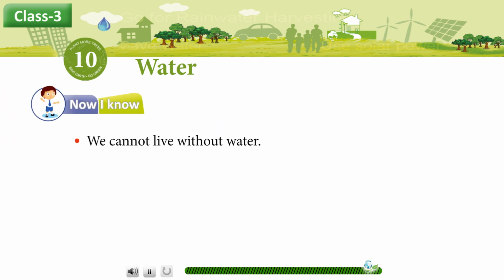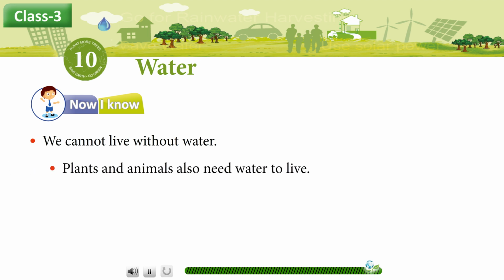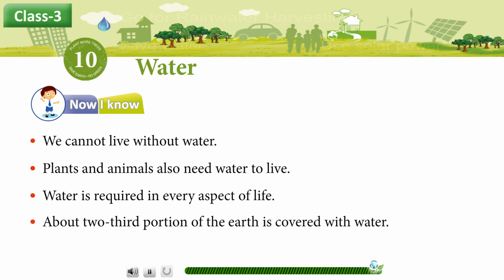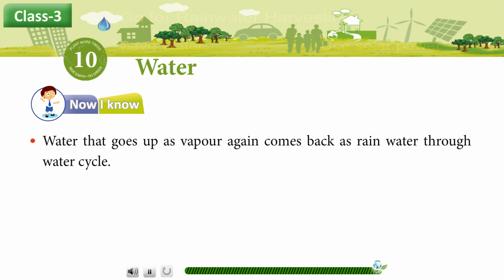Now I know. We cannot live without water. Plants and animals also need water to live. Water is required in every aspect of life. About two-thirds of the earth is covered with water. Rain is the main source of water. Water that goes up as vapor again comes back as rainwater through the water cycle. We should save water.